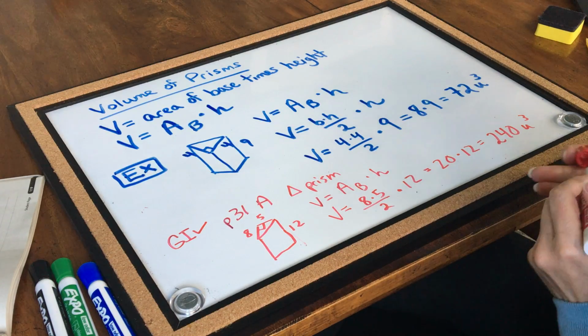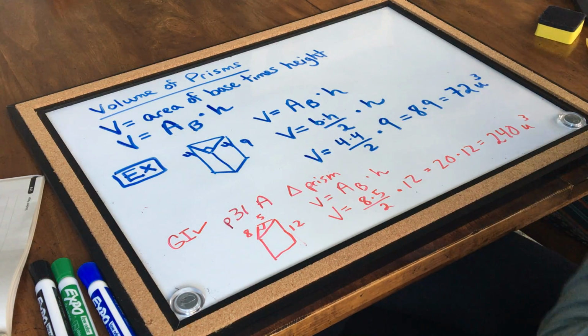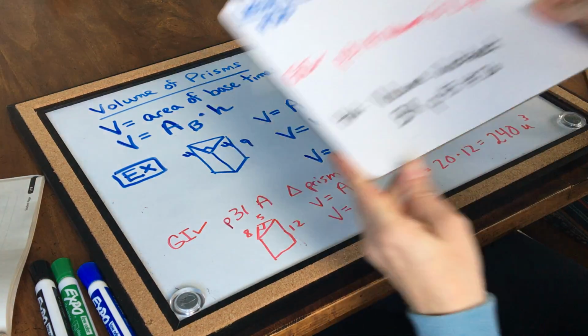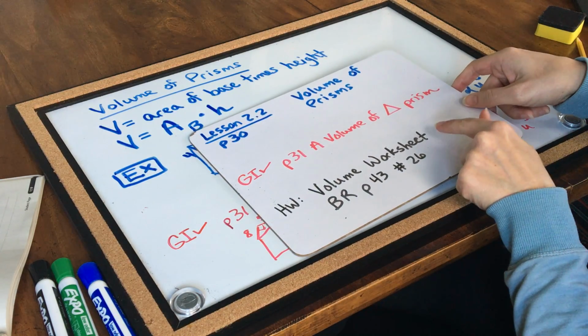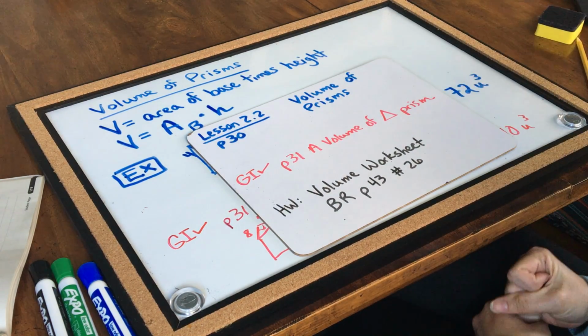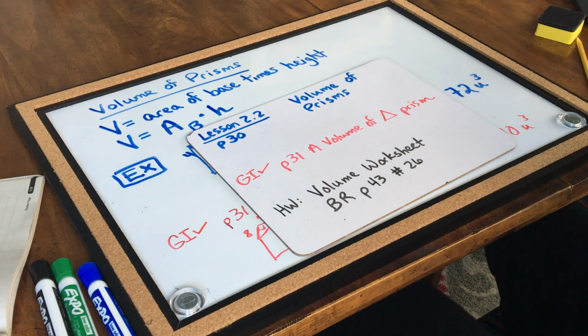And that's that. All right, let's try your homework for today. So your homework for today is going to be your volume worksheet. And don't forget your bell ringer, page 43, number 26.